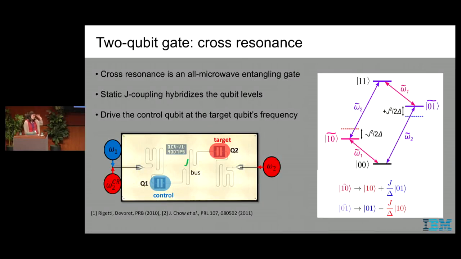As I said, you could use these fixed frequency qubits, and the 2 qubits are coupled with a static J coupling through this bus that hybridizes the qubit levels. Here's qubit 1 and qubit 2. By driving the first qubit, the control qubit, at the frequency of the second qubit, qubit 2's tone, you could drive this ZX term so that it only drives the second qubit depending on the state of the control. This ZX that you get from the cross-resonance gate is the gate that we use to make a CNOT gate.